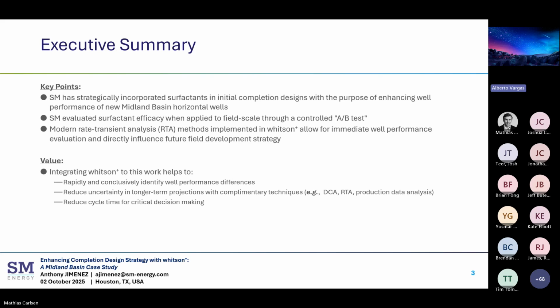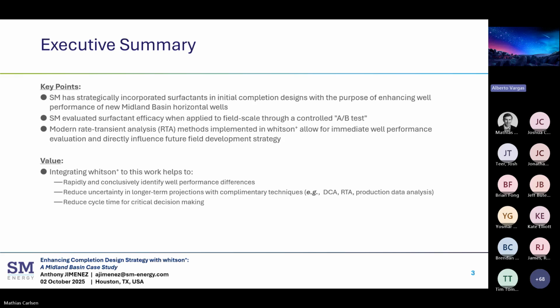And the value, it really ties to Whitson, and there are a lot of things that I could say when it relates to value, but if I boil it down to 3 main points, it would be as follows. With Whitson, we are now able to rapidly and conclusively identify this well performance difference. Keywords here being rapidly and conclusively.